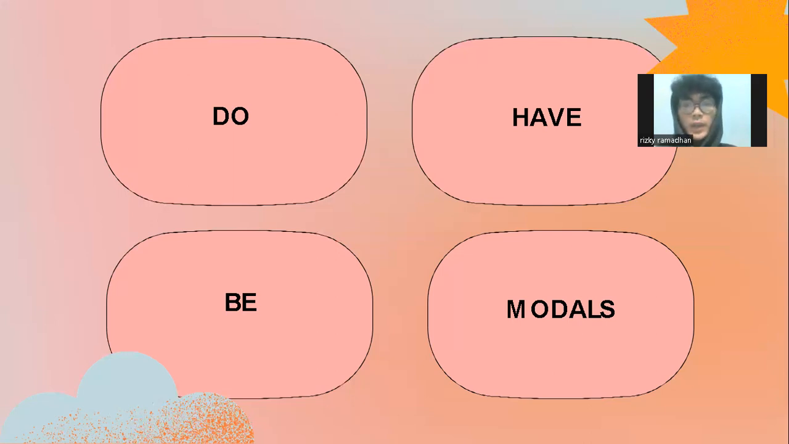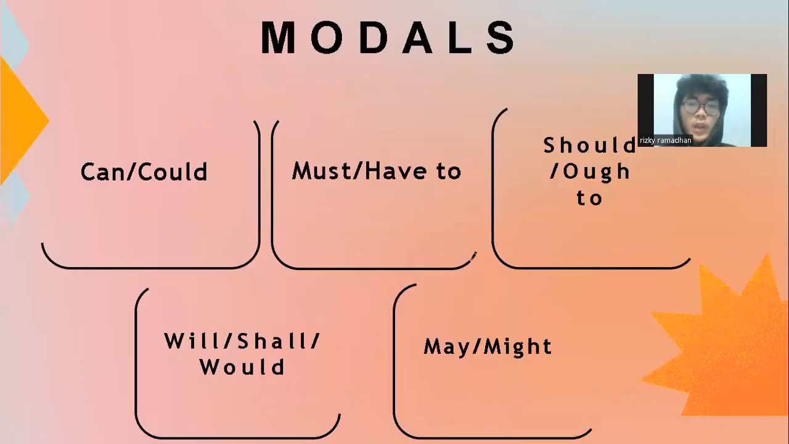The last component is modals. Modals consist of several types, and each type has its own functions such as can or could, will or shall or would, must or have to, should or ought to, and may or might.